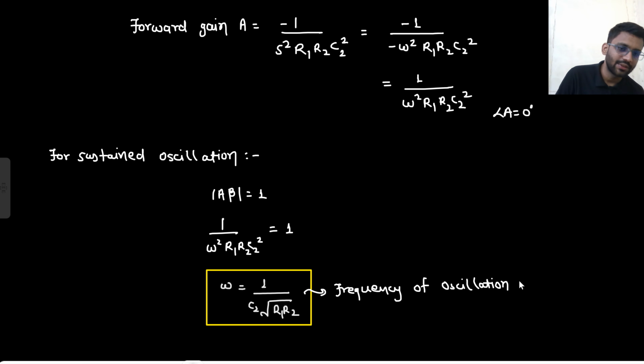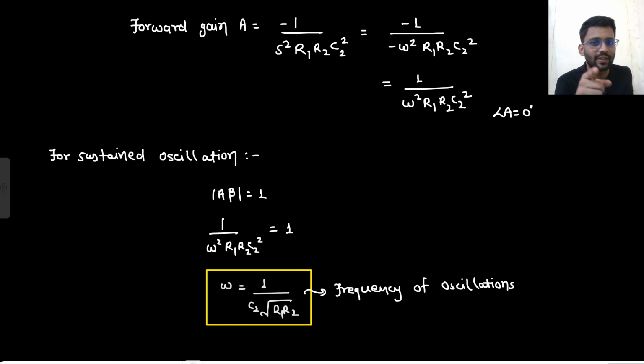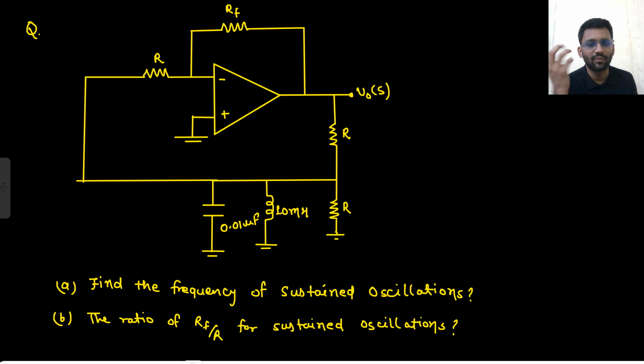So this was an easy question. Just the task was to find the feedback factor. So feedback factor was 1, and forward gain was minus 1 by s square R1 R2 C2 whole square. This was the forward gain. Then we find the magnitude, and it was giving us 0 degree phase shift. What is the other condition? That mod of A beta should be equal to 1. From there we find the frequency of oscillation. That's it. Very easy question. Right? Let's solve one more problem.